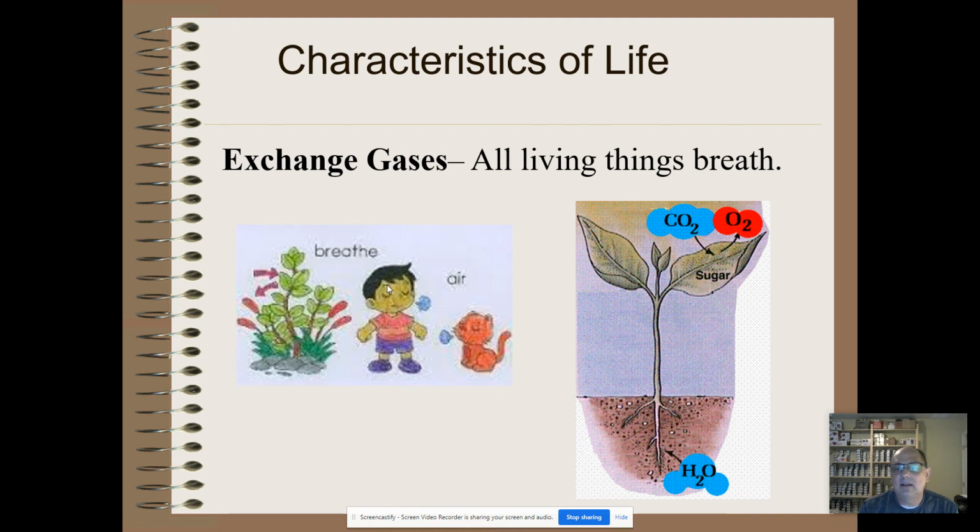And then the waste product that we produce is absorbed by the plant. The plant takes that carbon dioxide and it releases the oxygen. So again, it's a cyclical pattern that happens in nature. So every living organism exchanges gases.